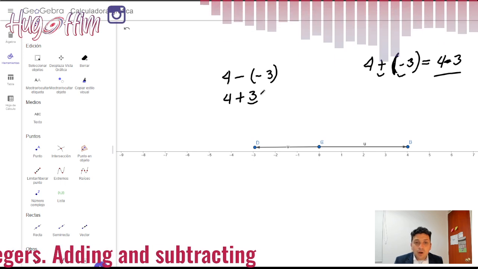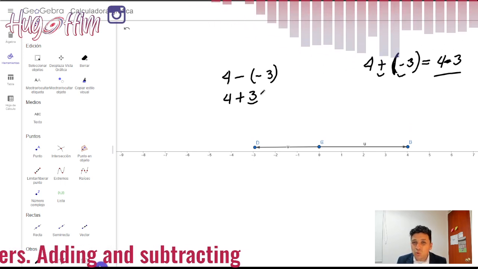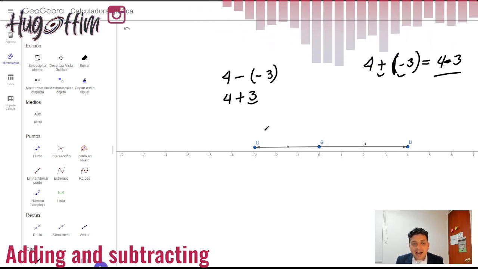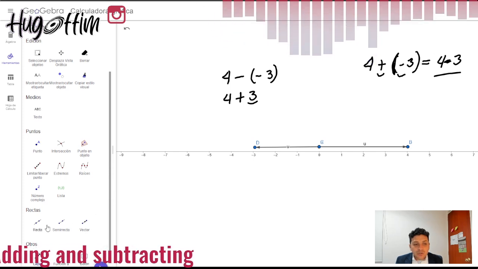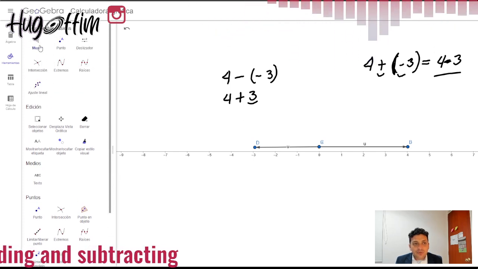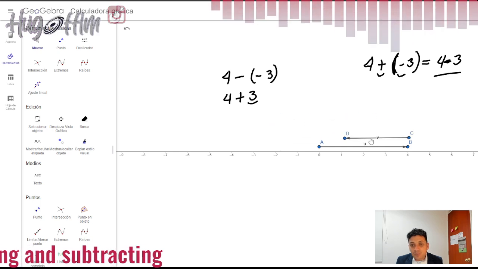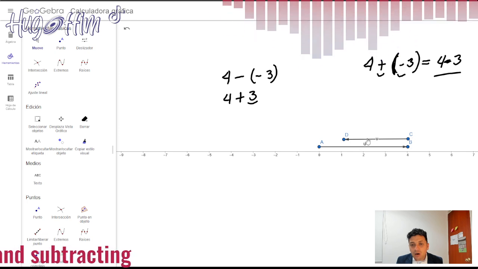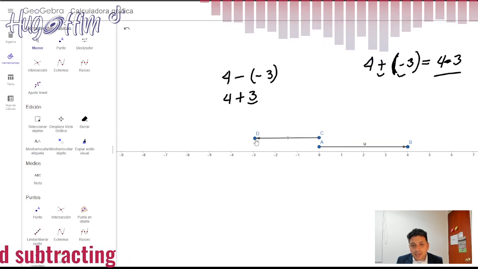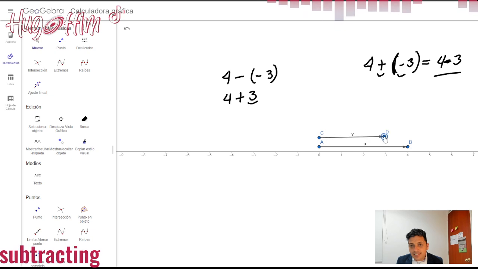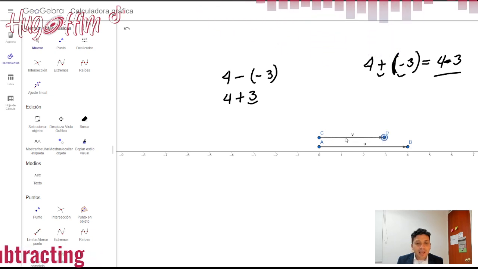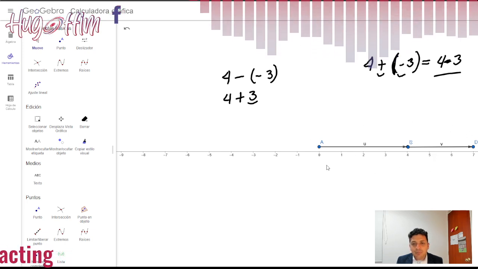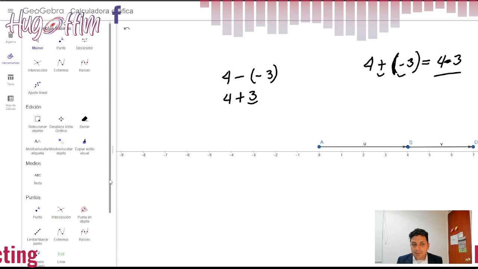So if you observe, when we're subtracting, what we're trying to do is to add the opposite number. In this case, if I have positive 4 and I want to subtract negative 3, what I must do is to get first the opposite of negative 3. I'm going to get the opposite of negative 3. That is positive 3. And add it. So in this case, I'm going to get that the answer is 7.